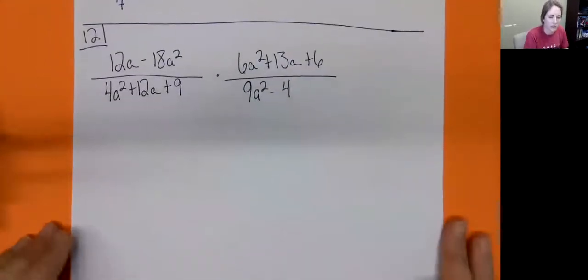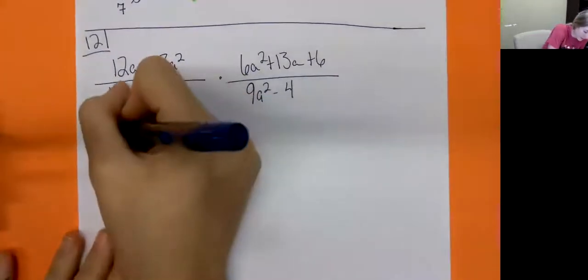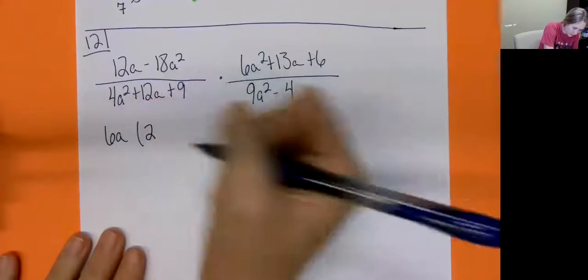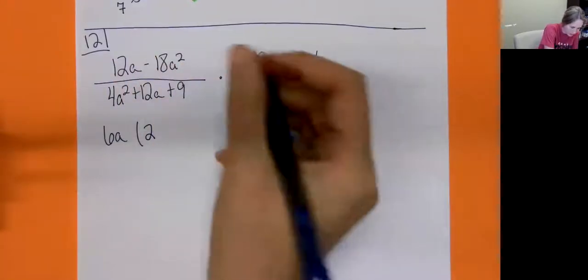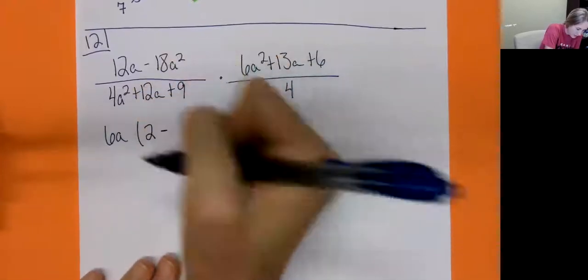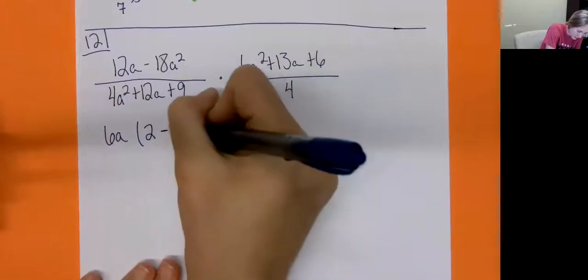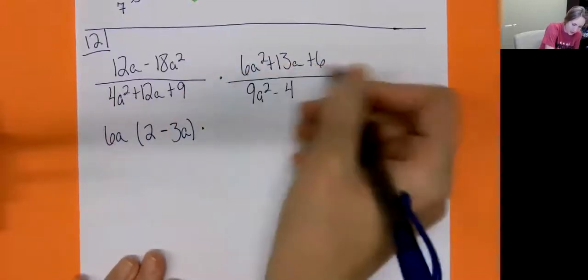So out of this top one, I can factor out an a, and then the biggest number that goes into 12 and 18 is 6. So I'm going to factor out 6a. So 12a divided by 6a would leave me with 2, because 12 divided by 6 is 2. A divided by a is 1. 18 divided by 6 would be 3. A squared divided by a, so we have 1a left there.